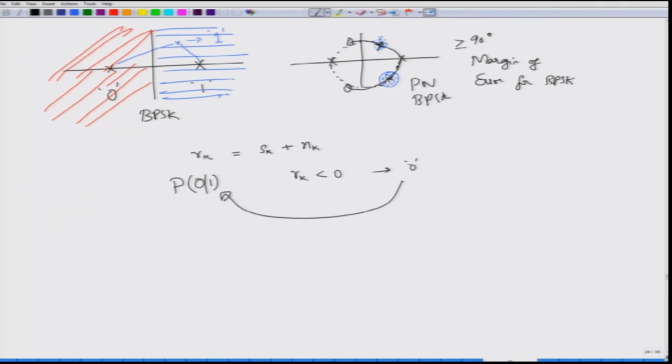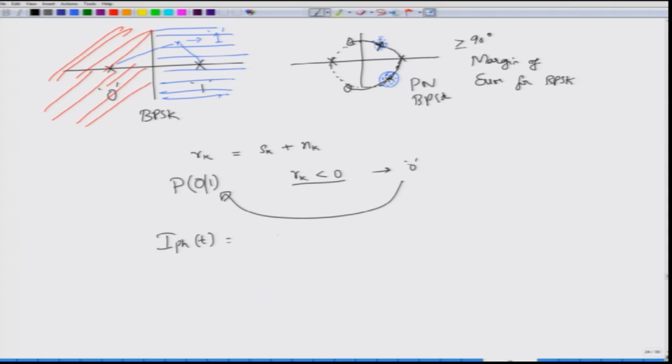Otherwise, you are on the right side. As long as you are in this particular area, you would not have made an error, but the moment you go from there to here, you would have made an error, and that error would happen when RK is less than 0. If you look at the coherent receiver output, the photocurrent that you are going to obtain would have the signal component.